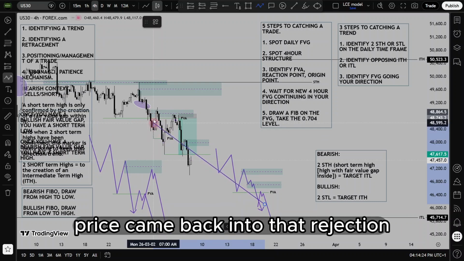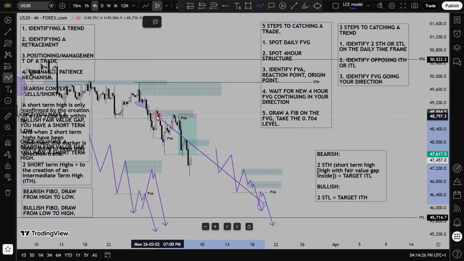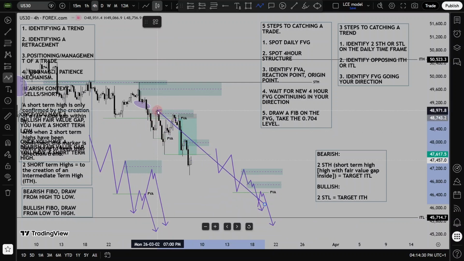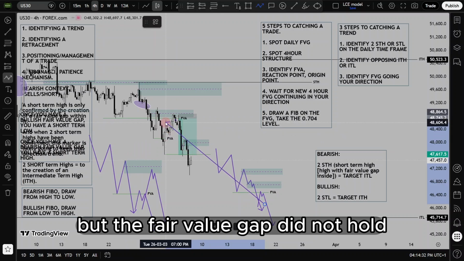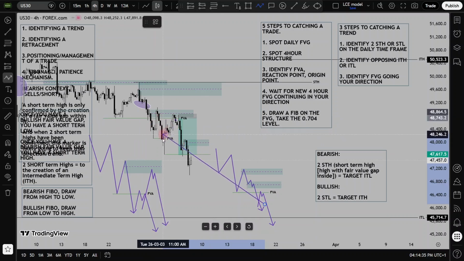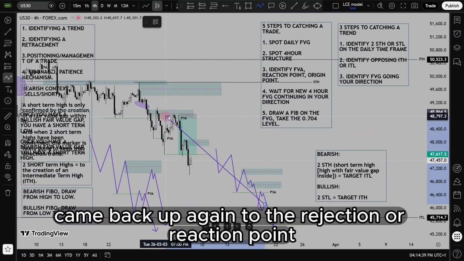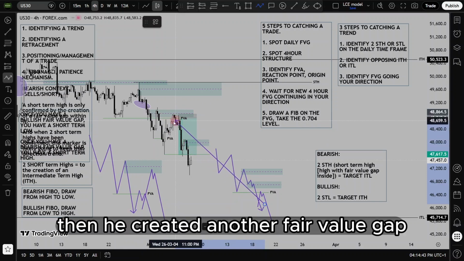What did the price now do? Price came back into that rejection. What did the price do when it came to that rejection? It created a fair value gap, but the fair value gap did not hold. It fell back down. Then what did it do? It came back up again to the rejection or reaction point. Then it created another fair value gap, only one.